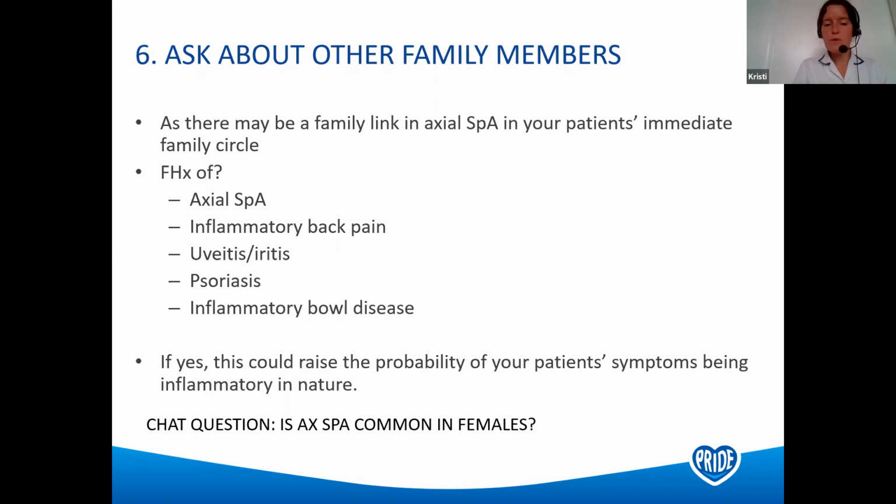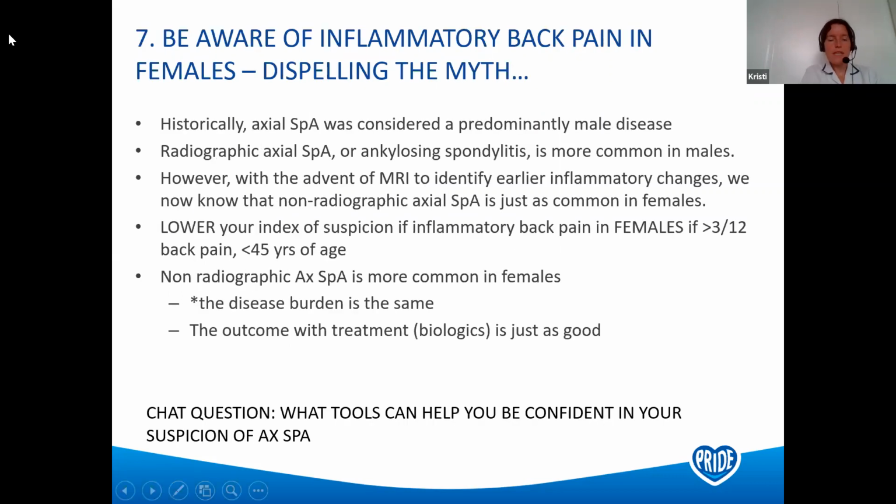I've asked this before, but answers in the chat, please. Is axial SpA common in females? I really want to try and hit this home, yeah? So hopefully answer both, yeah, both. It is definitely present in females, the same commonality, fantastic, great. Okay, so moving down, tip number 7.